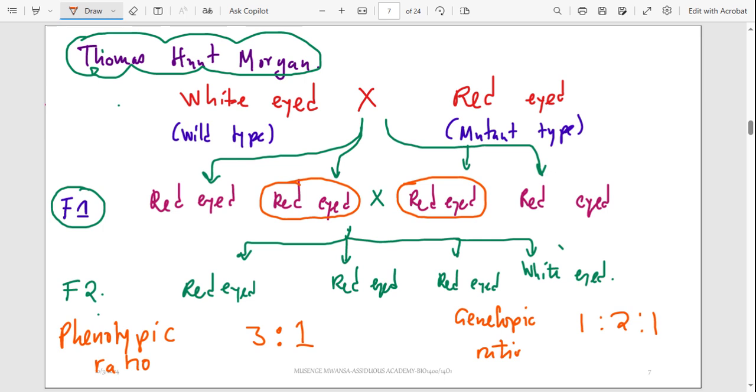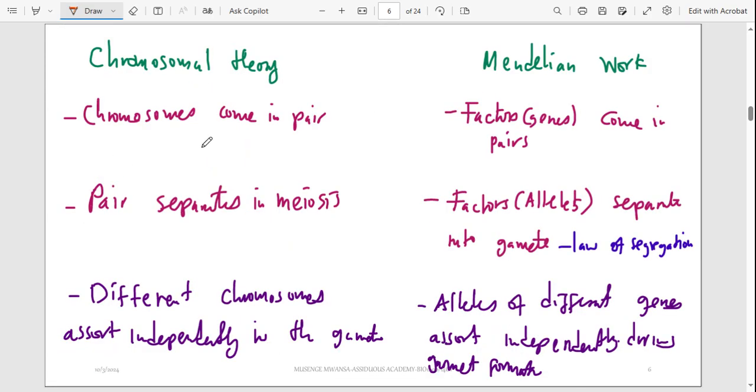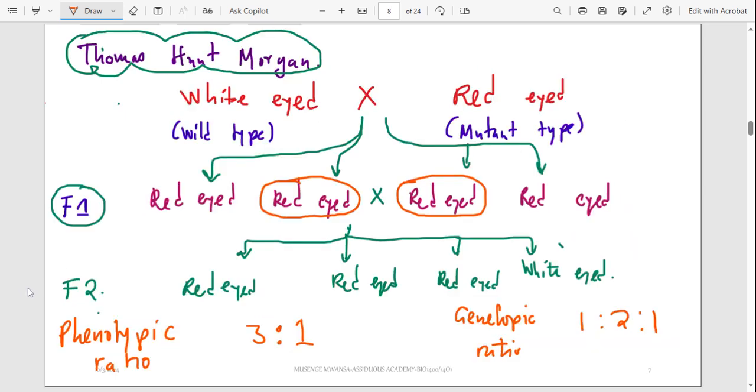Okay, so what should we know from this experiment? This experiment is just confirming the chromosomal theory of inheritance. Remember what we talked about the chromosomal theory of inheritance, that chromosomes come in pairs and that the pairs separate in meiosis, and that the different chromosomes will assort independently. We understand the law of independent assortment when we start talking about the Mendelian laws.